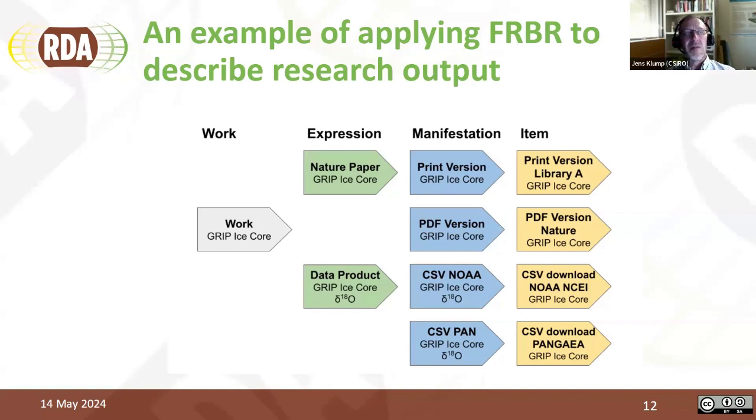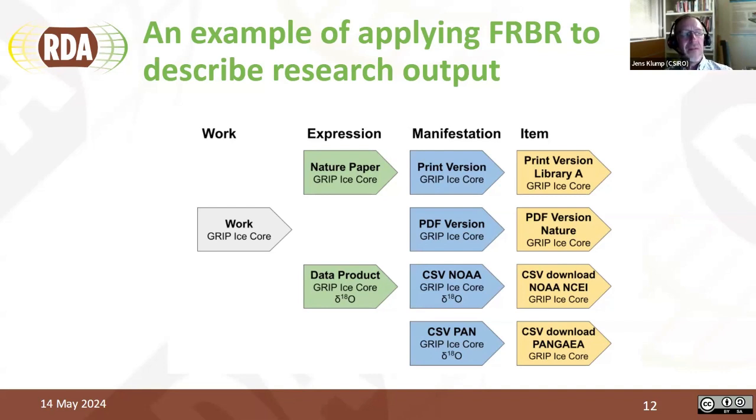You can probably see the print version on many library shelves around the world because Nature is a widely distributed journal. But you can also download the PDF version from Springer Nature. So there are plenty of items of the print version around, and then there's the item on the Springer Nature server that you can download.